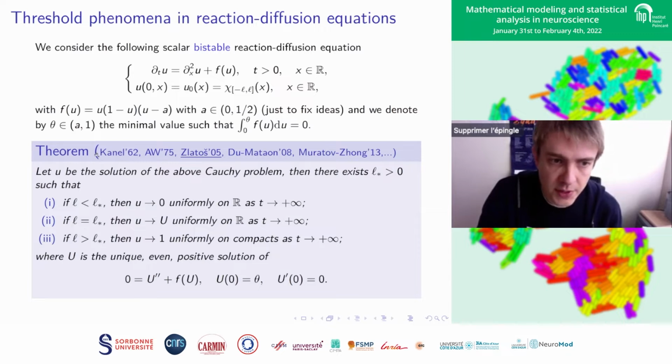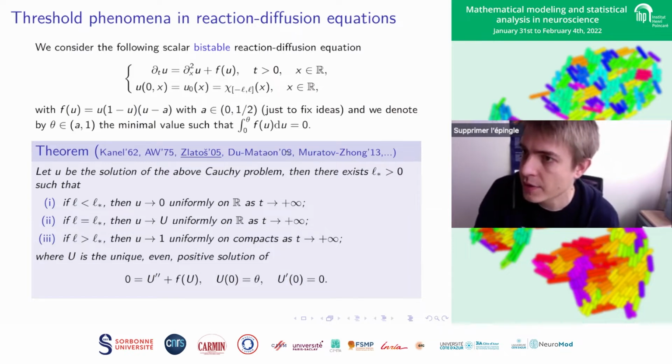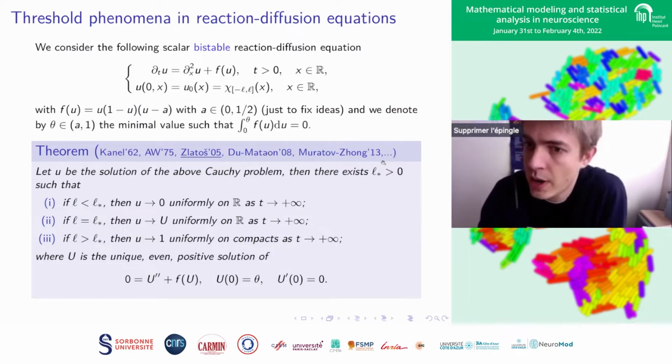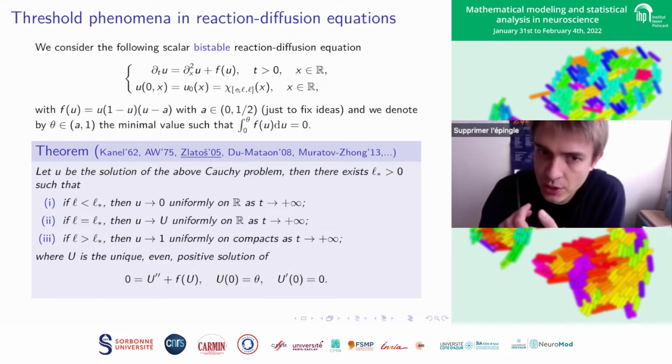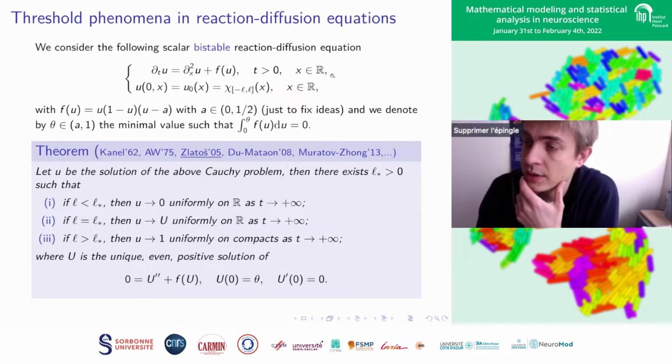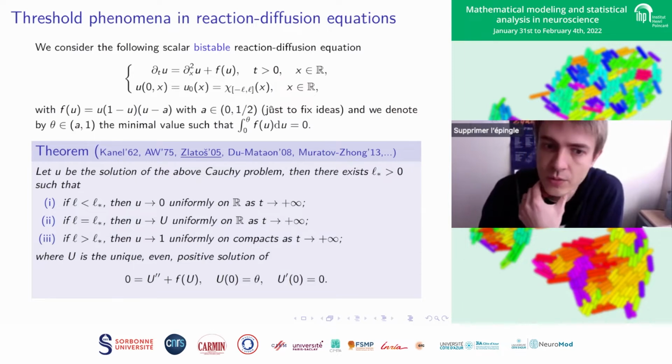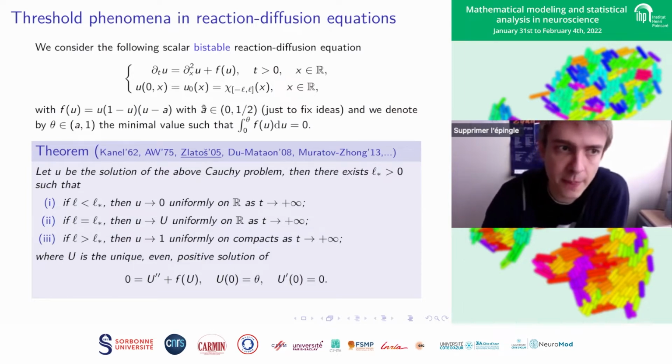So it first appeared in the work of Kanel in the 60s. Then you get some partial results by Aronson and Weinberger, but also Fife and McLeod, maybe two years after. And the first rigorous proof in that setting is due to Zlatos at the beginning of 2000, and then it got extended by various others, and there are many more references associated to it. It has been extended to different types of initial conditions, also extended to the multi-dimensional setting, and not only on the real line, but I will stick to that case here.